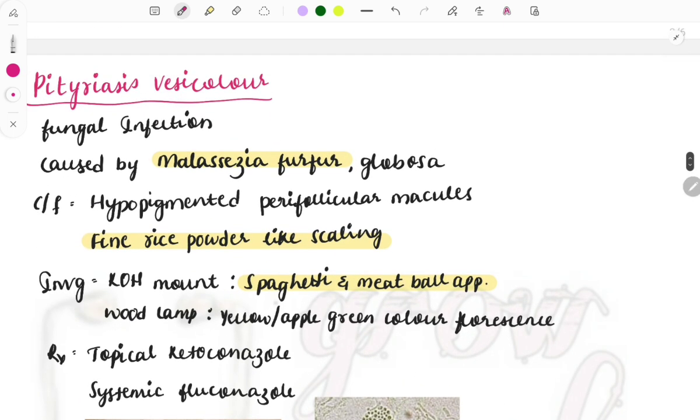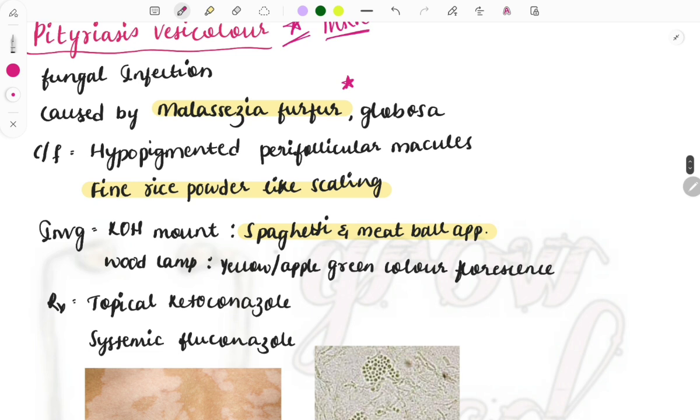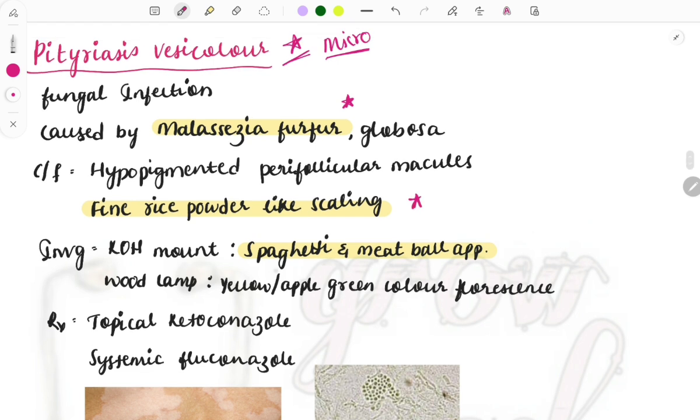Okay, so this is also a repeat topic, asked multiple times and asked in the integration with the micro. Okay, so see, this is the fungal infection, and this is caused by the Malassezia furfur. Okay, so this is the causative organism, very important. In clinical feature is the hypopigmented perifollicular macules, and you can see fine rice powder like scaling on the skin.